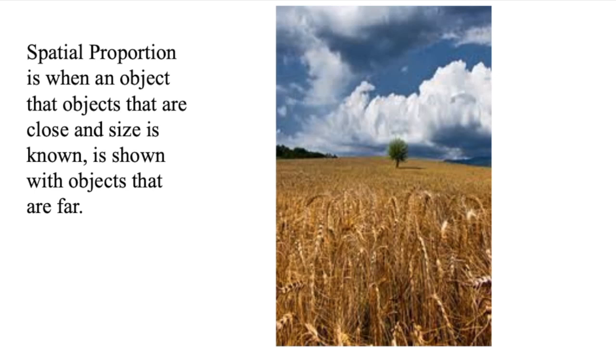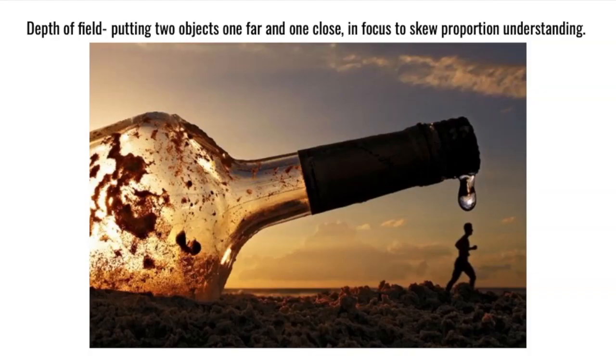The last one kind of has to do with the depth of field that we did. You put two objects in the same depth of field, but they're obviously, one's very close, one's very far away. So this one, you've got this object here very close. This one's very far away, but they appear to be in the same visual depth of field, so it's messing with the proportion.